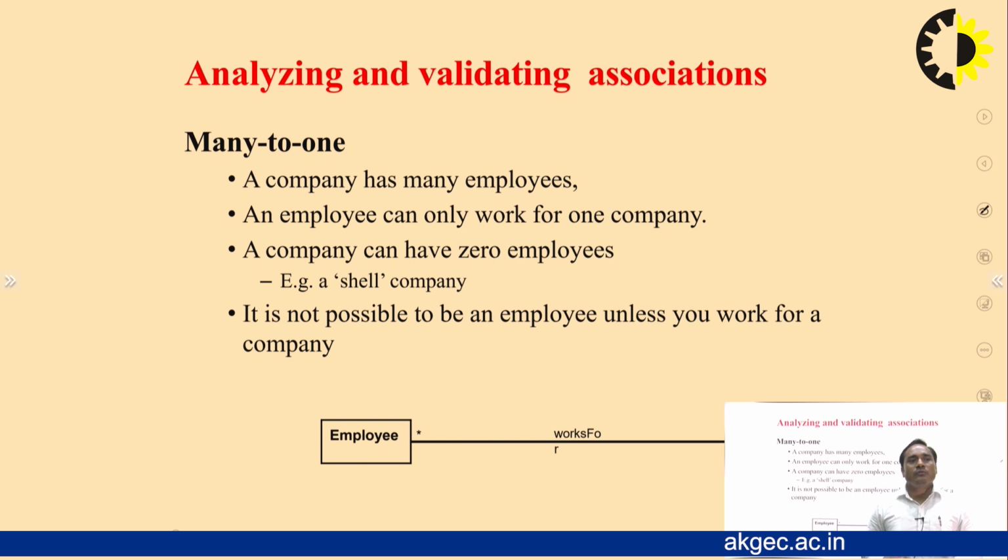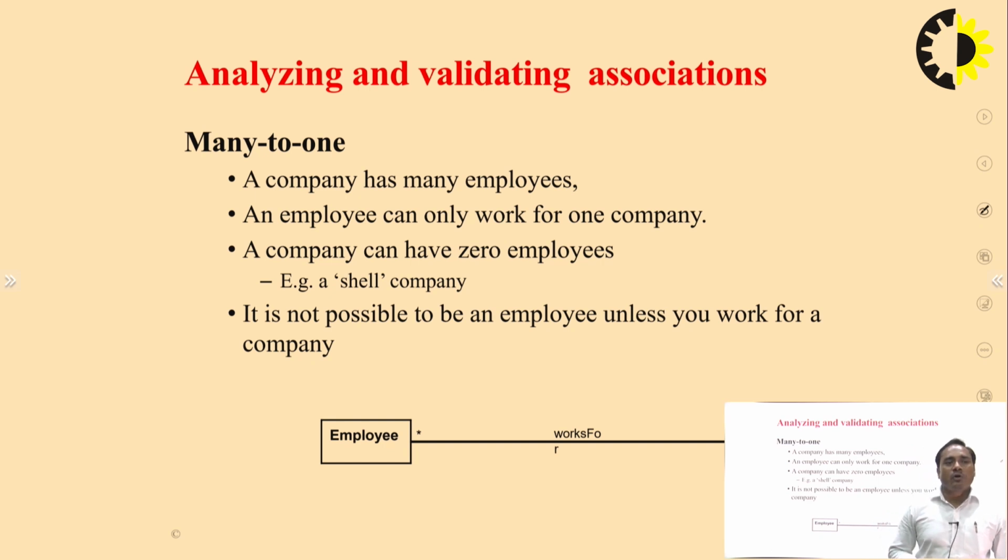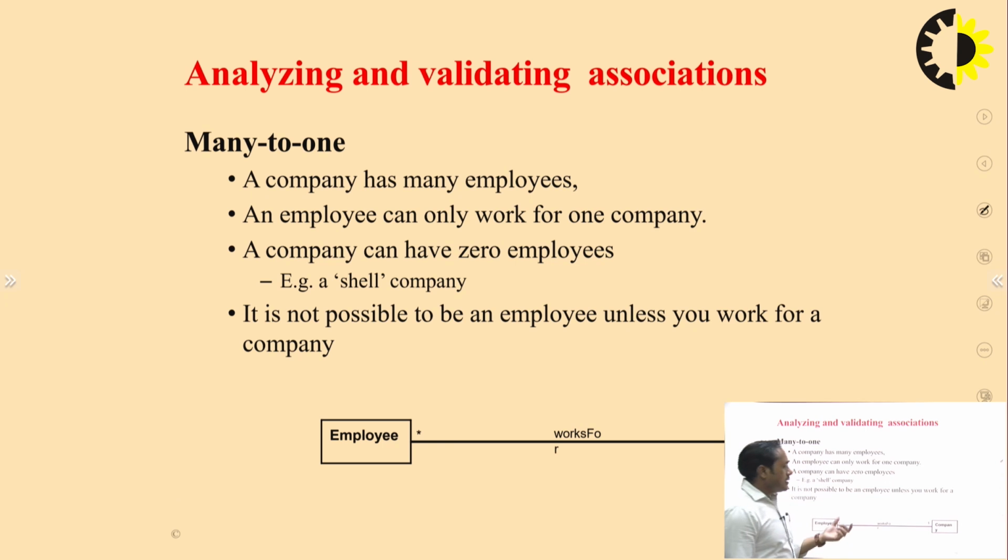An employee can only work for one company. That shows the one to one association. A company can have 0 employees. That is an example of a sole company. It is not possible to be an employee unless you work for a company. So company is a class, employee is a class. So an employee works for a company. So it shows the many to one association.